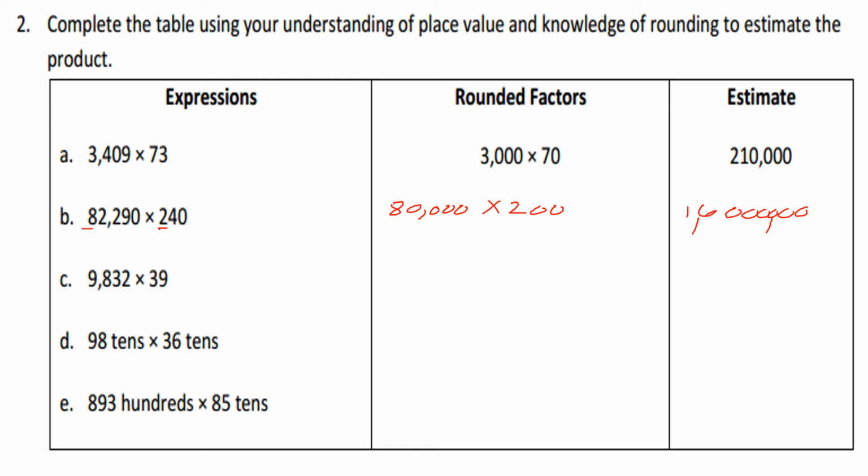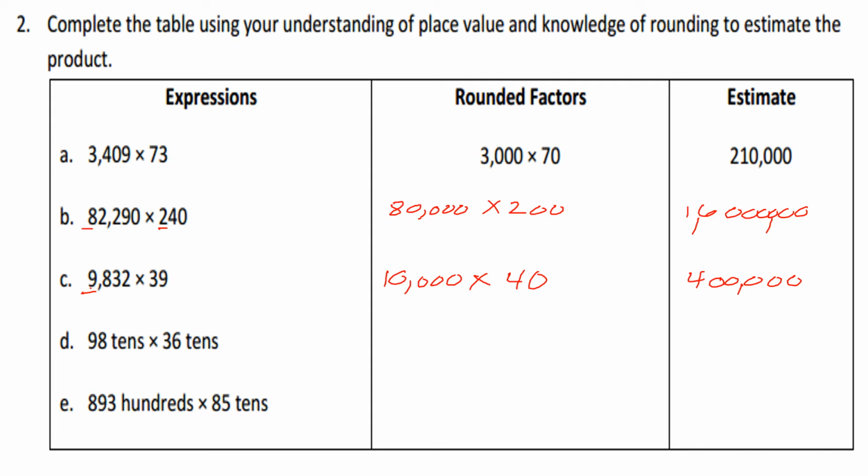On C, it's either 9,000 or 10,000, so we're rounding closer, so it'd be 10,000 times 39. It's either 30 or 40, so it's closer to 40. 1 times 4 is 4, and we have 5 zeros. 400,000.